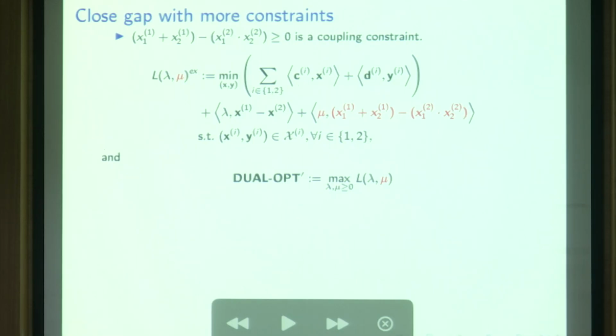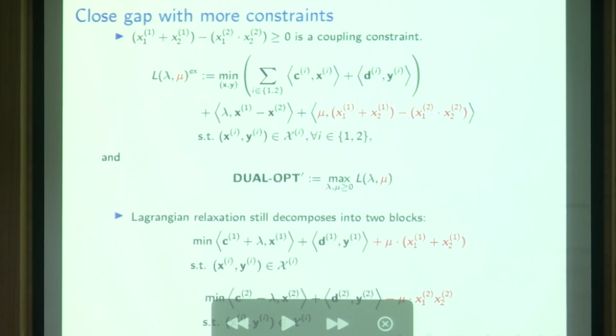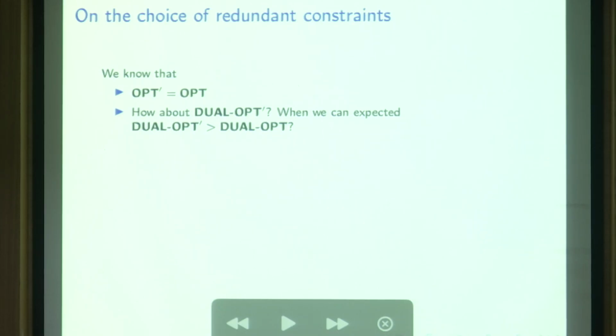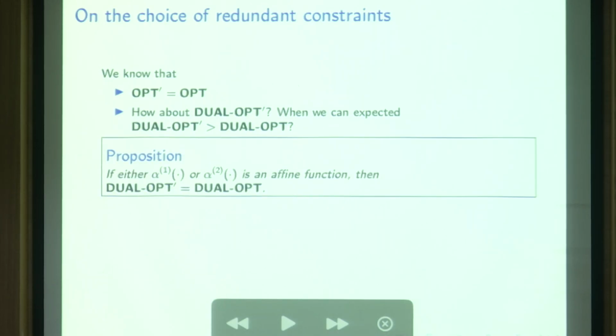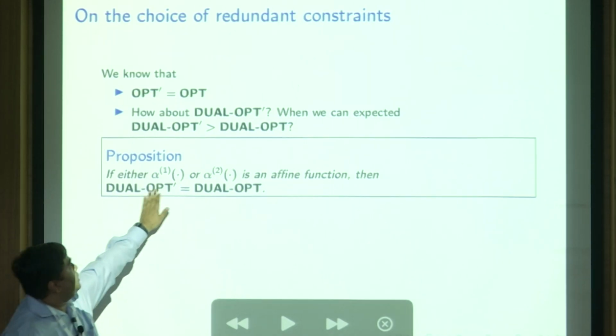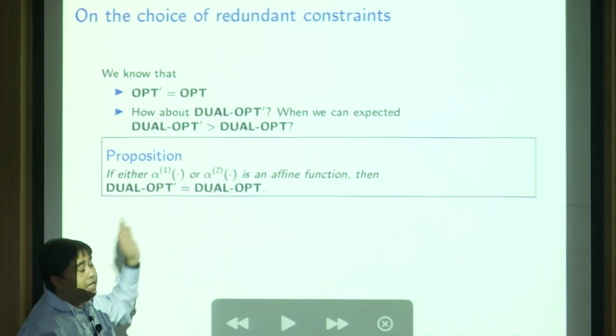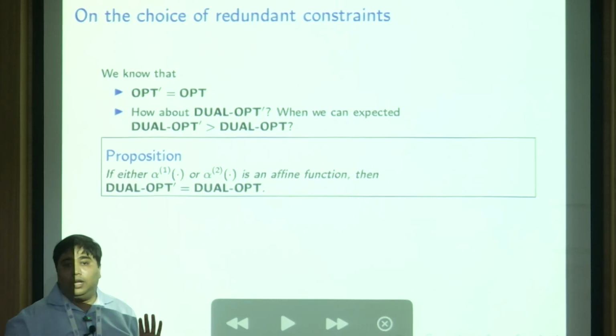Now I look at the dual. So I had my original duals. Now I have this additional dual, a variable corresponding to dualizing that constraint. This is still separable. Let me call the new dual as dual dash. And I wonder, is the objective function value of dual dash equal to dual? I'm just showing you can now solve this again separately, because of the way the constraints are. So here's our first observation: if either of these functions is actually affine, then you gain nothing. Then dual is actually equal to dual dash.